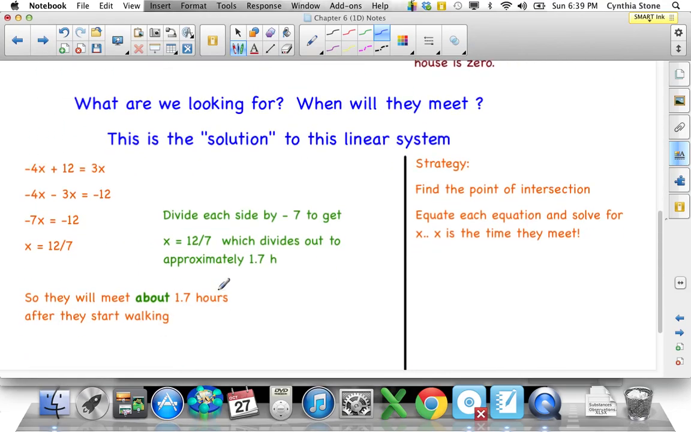Well, what are we looking for? When will they meet? So this is the solution to this linear system. So we do the same thing as we did before. We find the point of intersection.